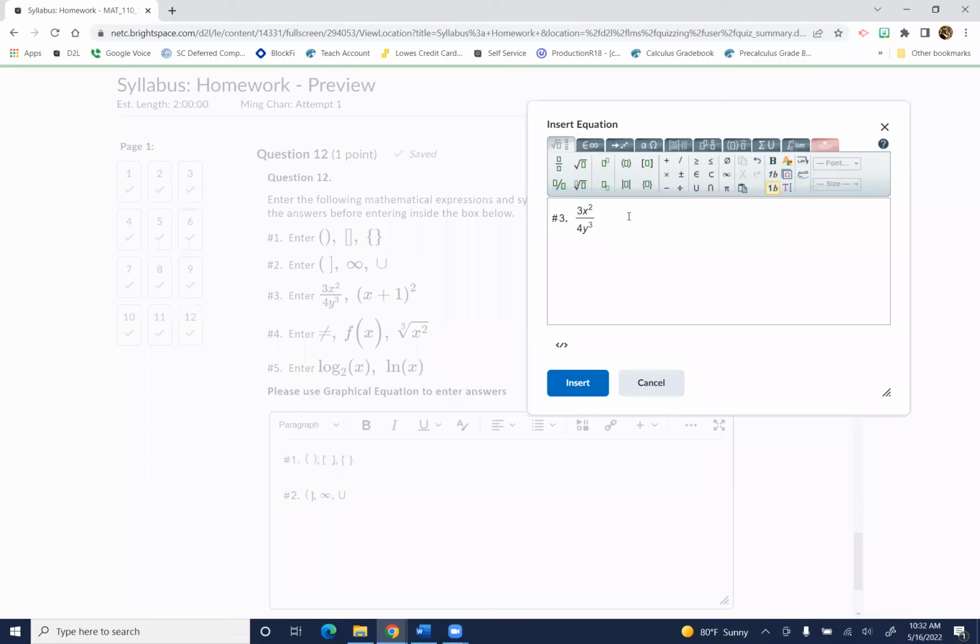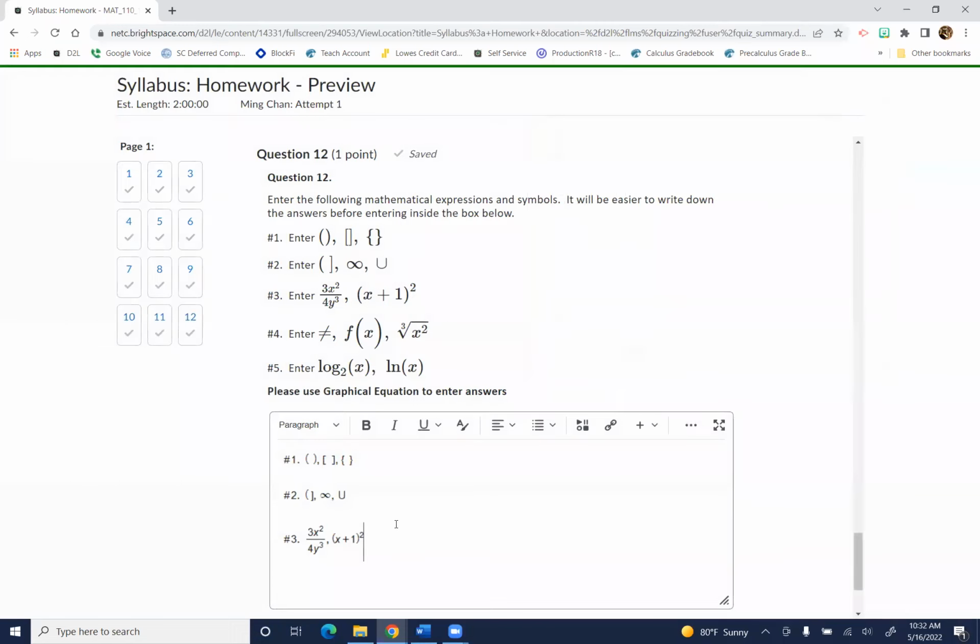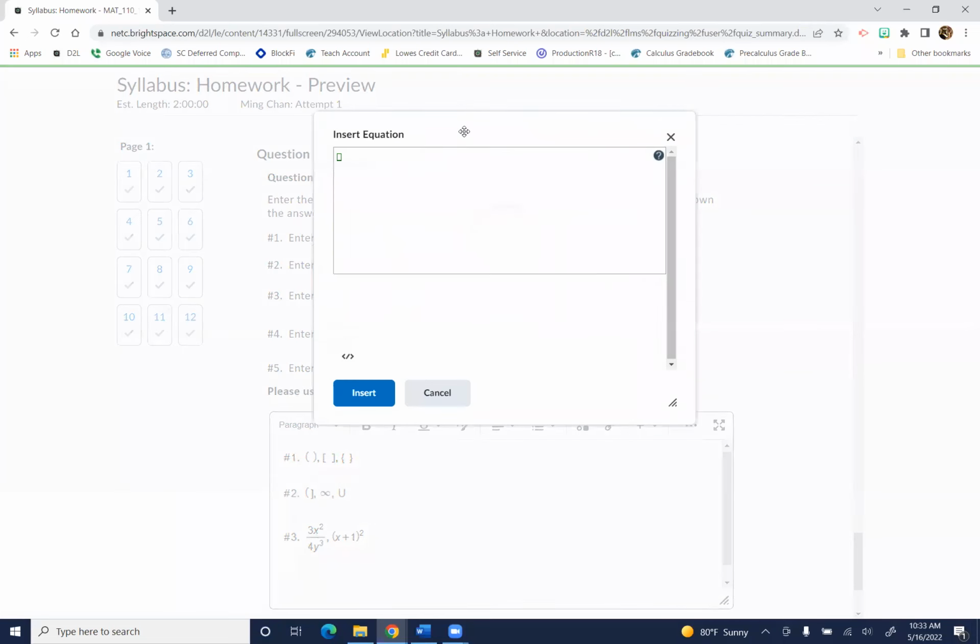Put the cursor beside the fraction, comma. All right, x plus 1 whole thing squared. So I will start out with open and close parenthesis, x plus 1. Put the cursor behind the parenthesis, then exponent squared. Insert. All right, press enter. Let's go below number 3. So now number 4, plus sign, equation, graphical equation.